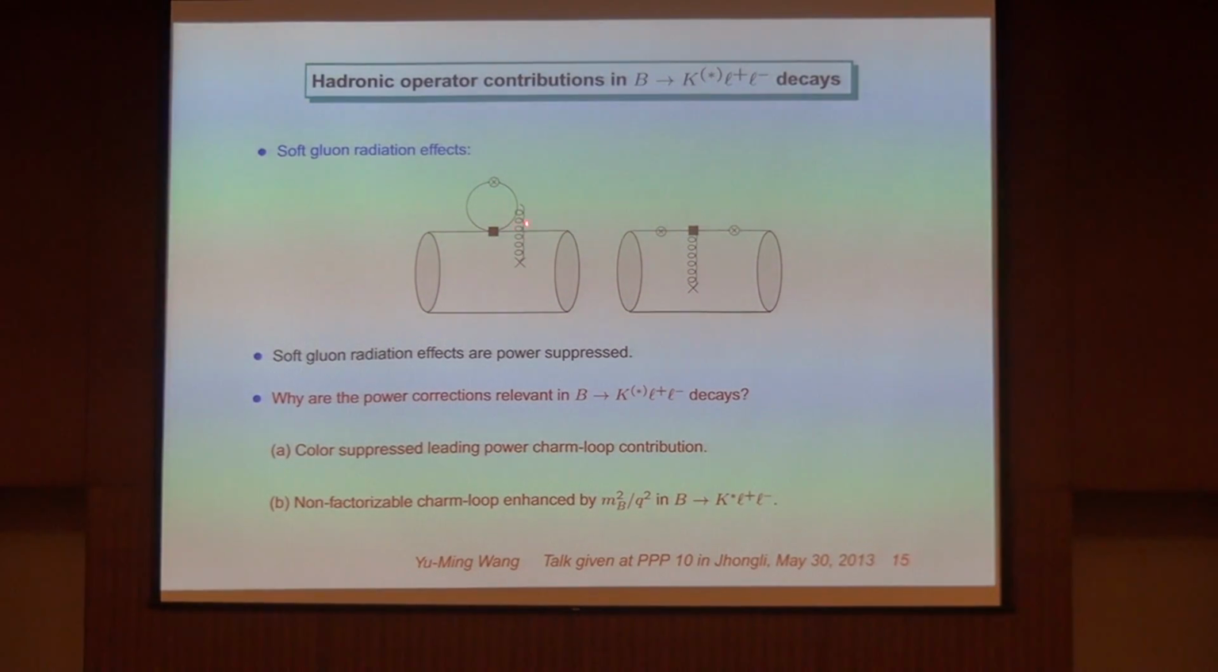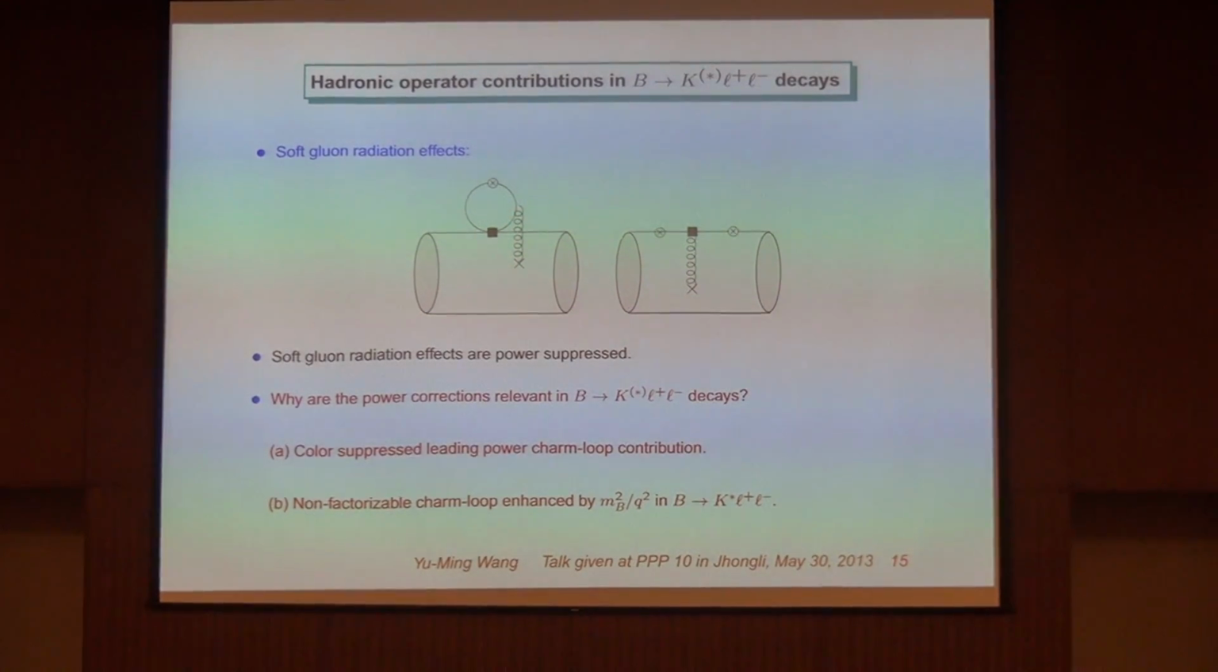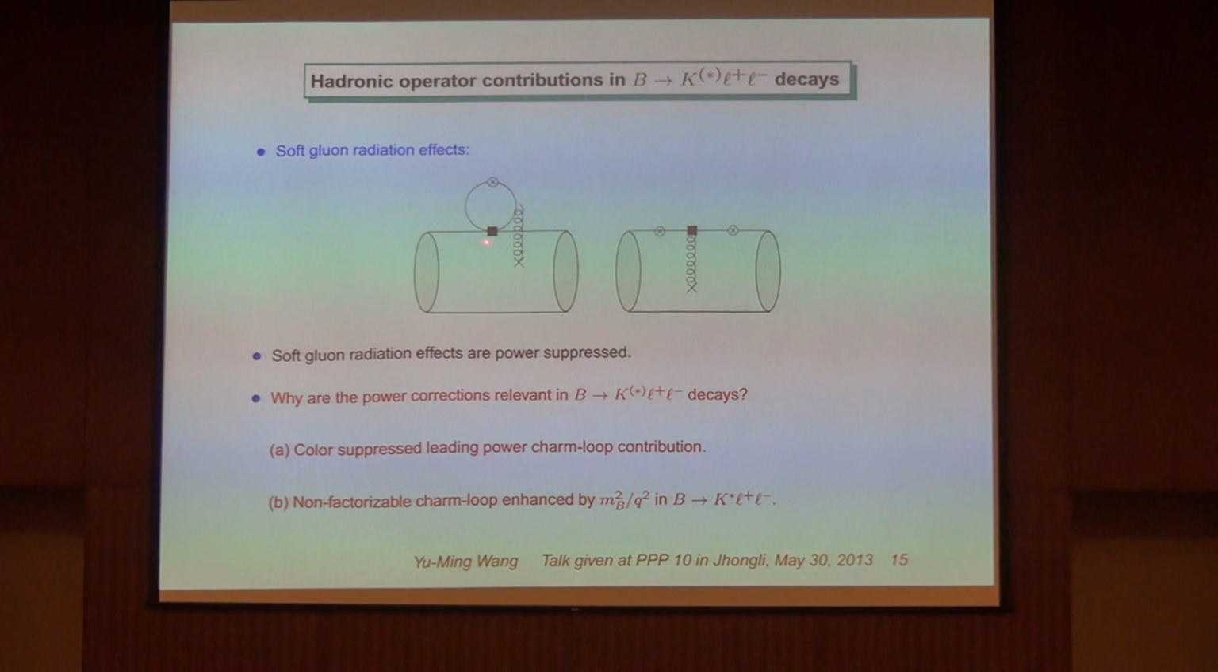First, the leading order factorizable quark loop without any gluon emission is actually suppressed by the color factor. The second and more important reason is that for B to K star l plus l minus, this non-factorizable quark loop will be enhanced by m_b squared over q squared. So this is a very huge factor when q squared is small, below around 6 GeV squared.